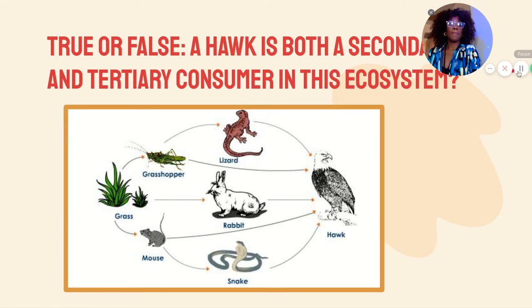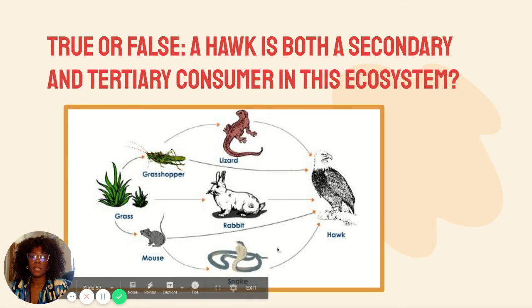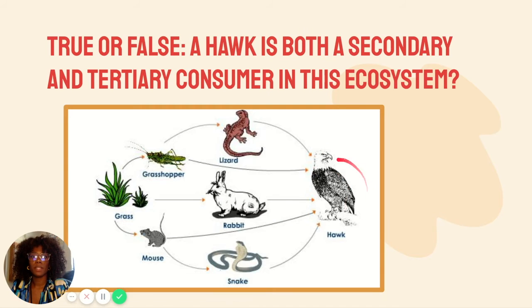Okay. True or false? A hawk is both a secondary and tertiary consumer in this ecosystem. So let's look at this food web, right? And I want you to tell me, this hawk, can it be a secondary consumer and can it be a tertiary consumer?